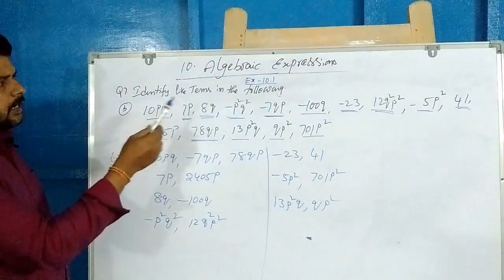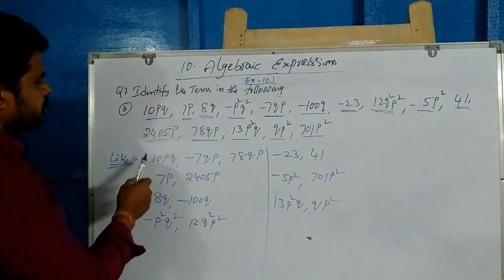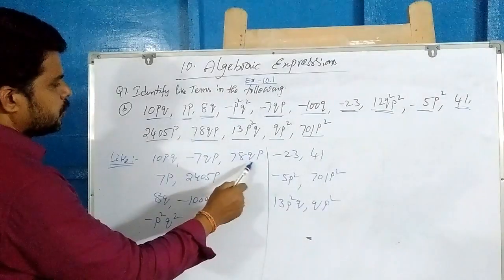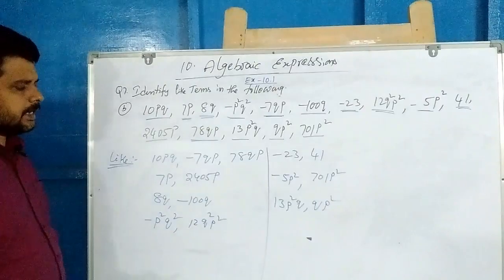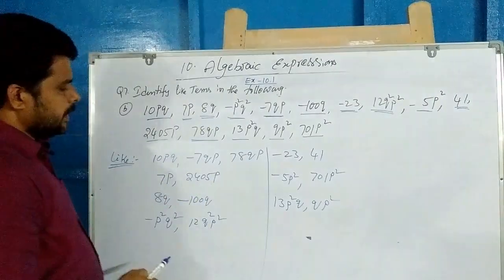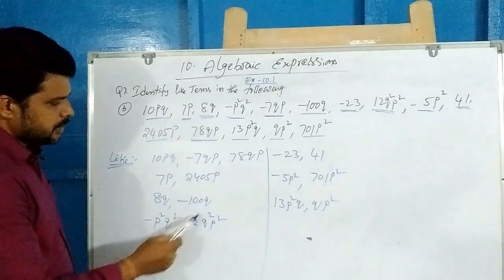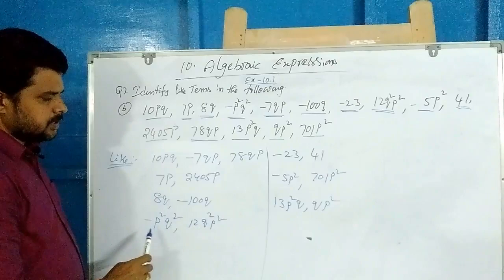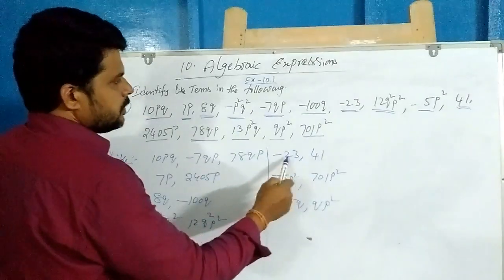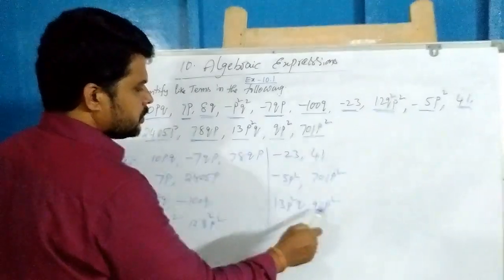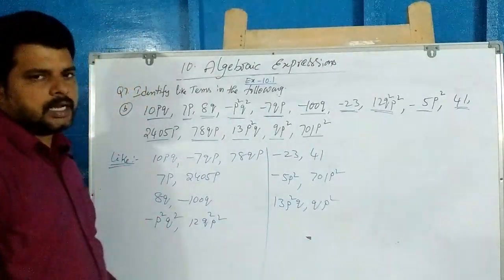So identify the like terms in the following. These three, 10pq, minus 7qp, 17qp: pq or qp, both are same, so these three are like terms. 7p, 2400p, both are like terms. 8q, minus 100q, like terms. P square q square, p square q square, both are same. So constant values are like terms. P square terms are like terms. P square q, p square q, both are same. So these two are also like terms.